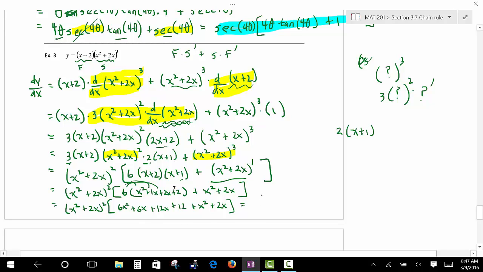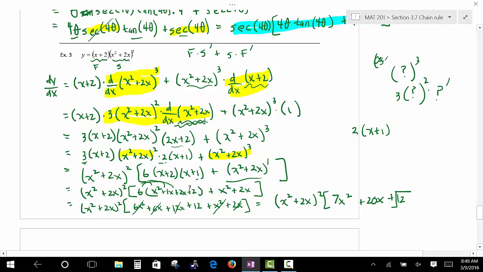So I think everything on that looks good. So let's write as our final answer, x squared plus 2x to the second. Okay, let's see, like terms, it looks like we have 6 plus 1, it looks like we have 7x to the second. For the x's, it looks like 6 and 12 is 18, plus 2 is 20. Okay, and then plus 12. And that looks good.